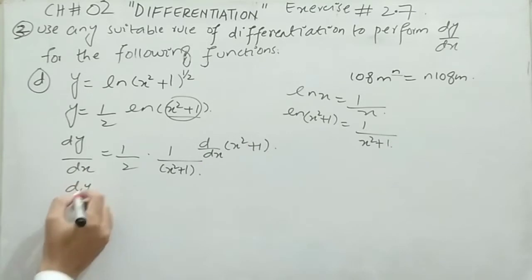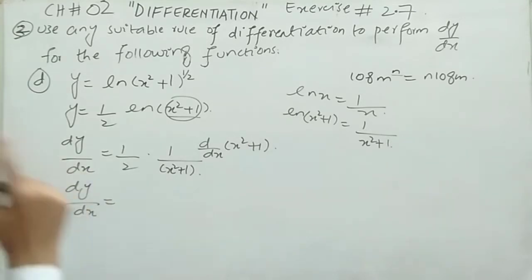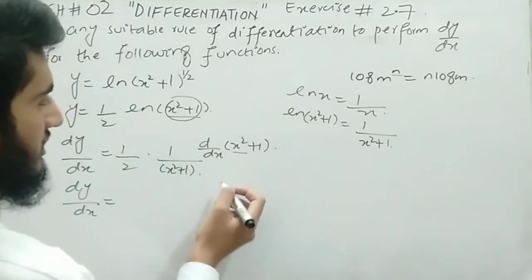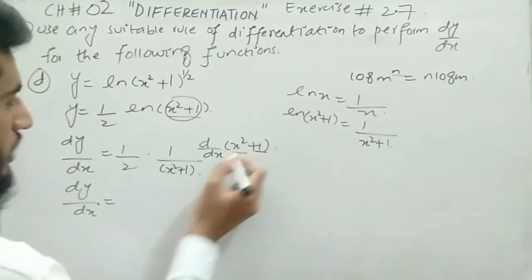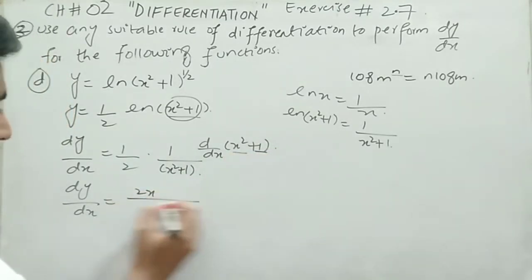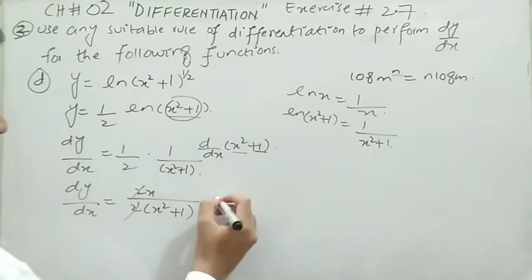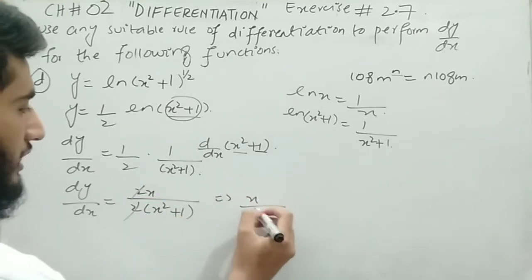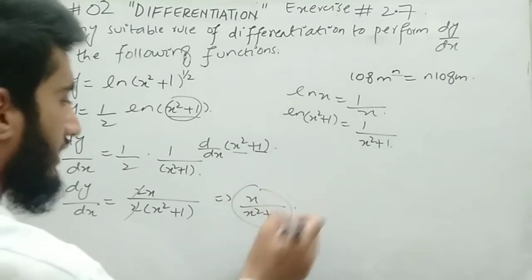So our required result: dy by dx will be equal to, you know that the derivative of x square is 2x and the derivative of 1 is 0. So over here we are left with 2x divided by 2 times x square plus 1. 2 is cancelled out with 2, and we are just left with x divided by x square plus 1. This is the required derivative.